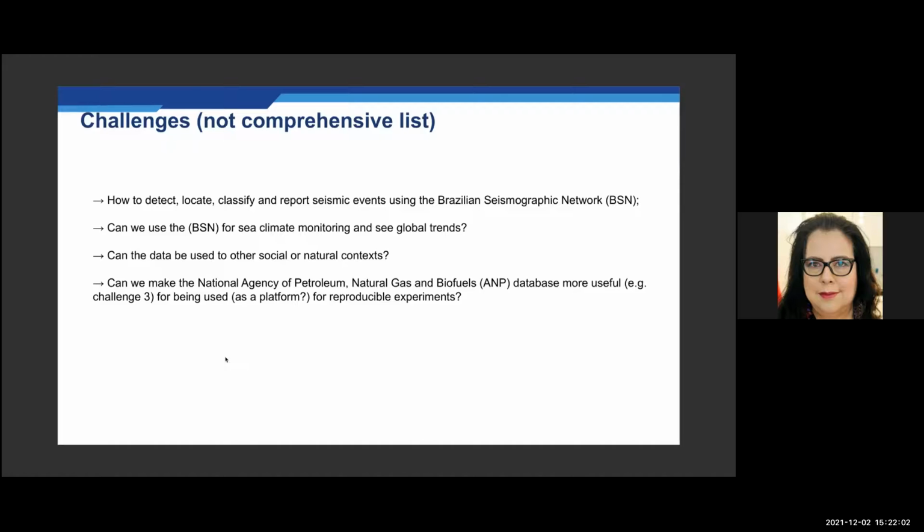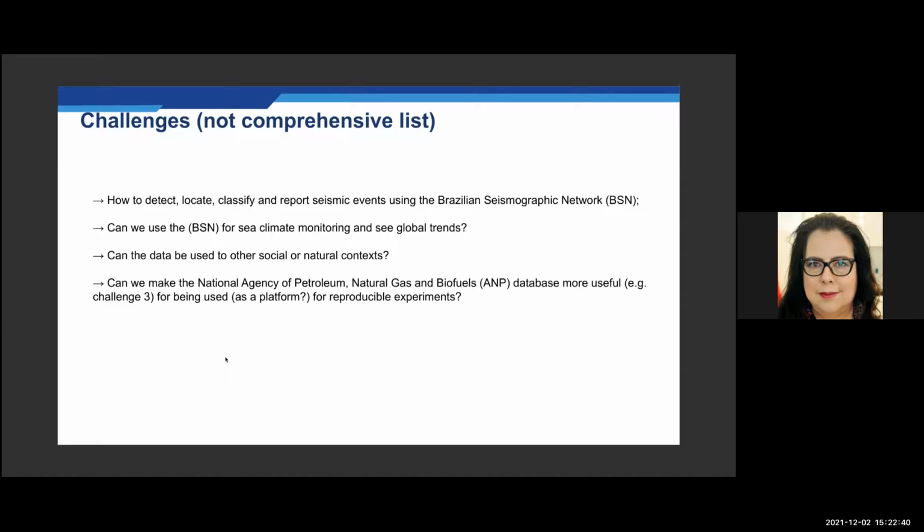How to detect, locate, and classify reports and seismic events using the Brazilian seismographic network. The second question is, can you use the Brazilian seismographic network for climate monitoring and see global trends? Because the sea is a very good proxy of what's going on in terms of climate. Can we turn the seismographic network into a good proxy for the climate that we are having at the moment and see global trends with the data? Can the data be used in other social, natural contexts? We have to explore this.